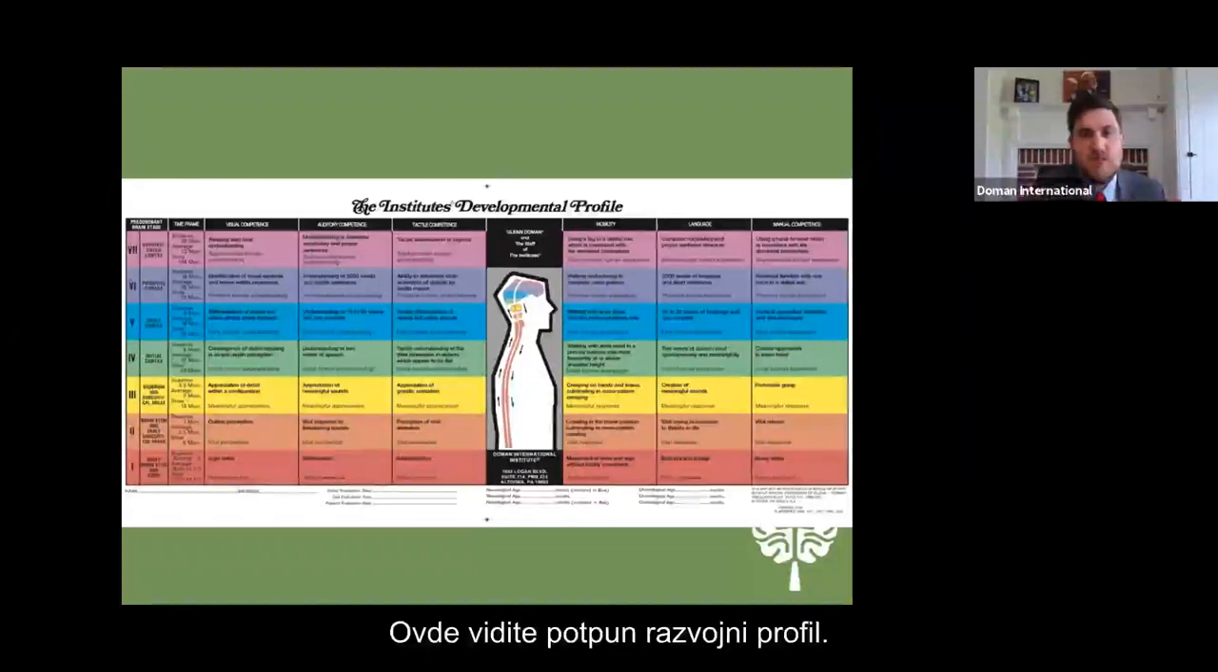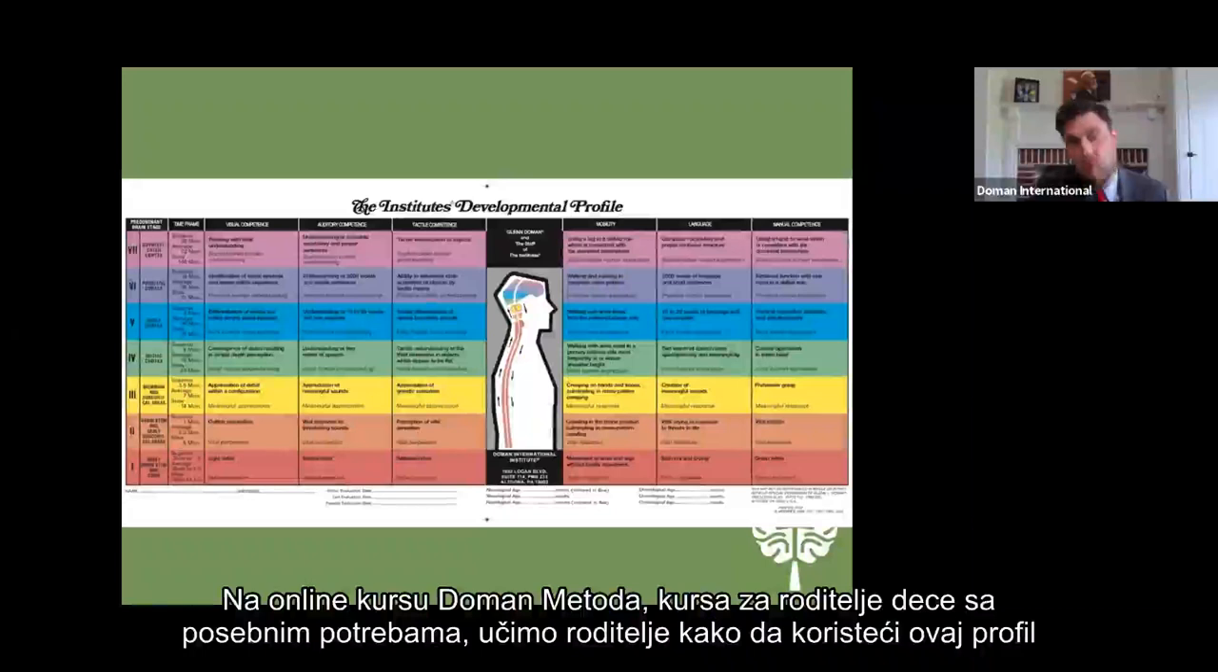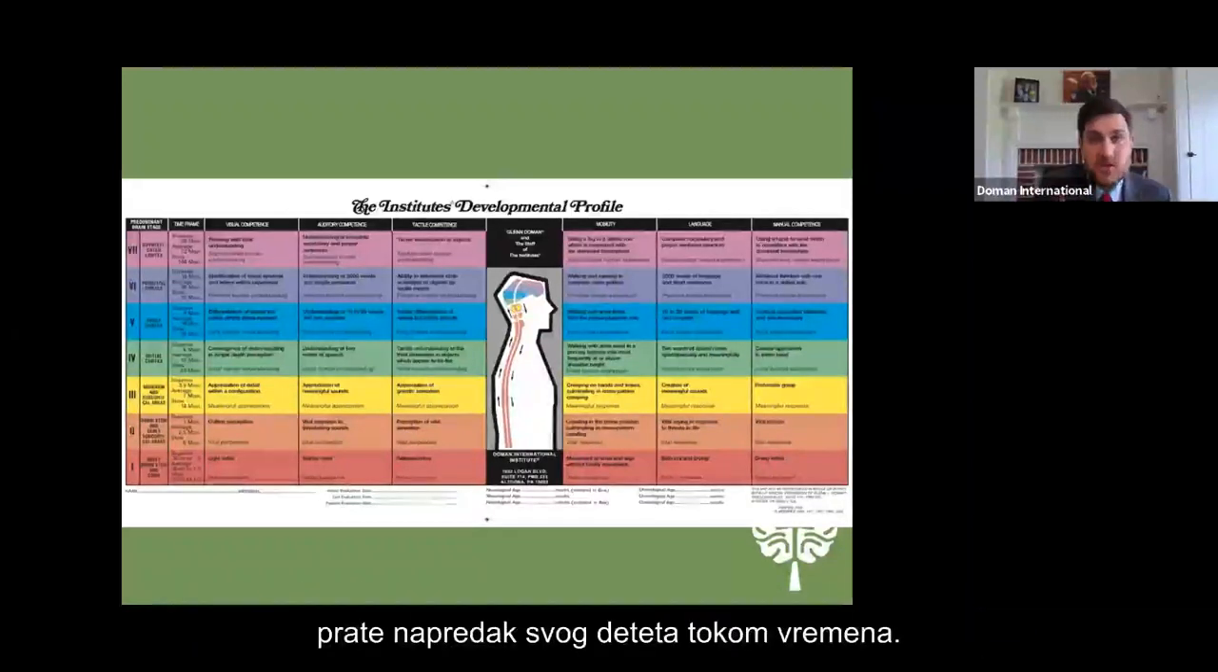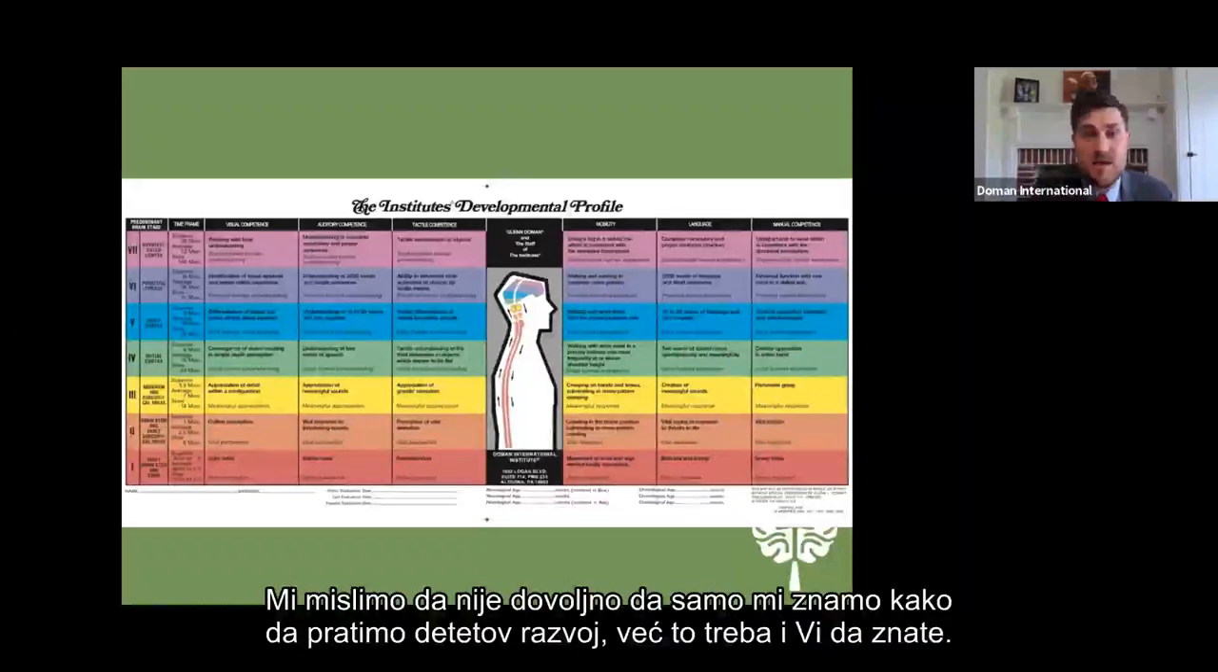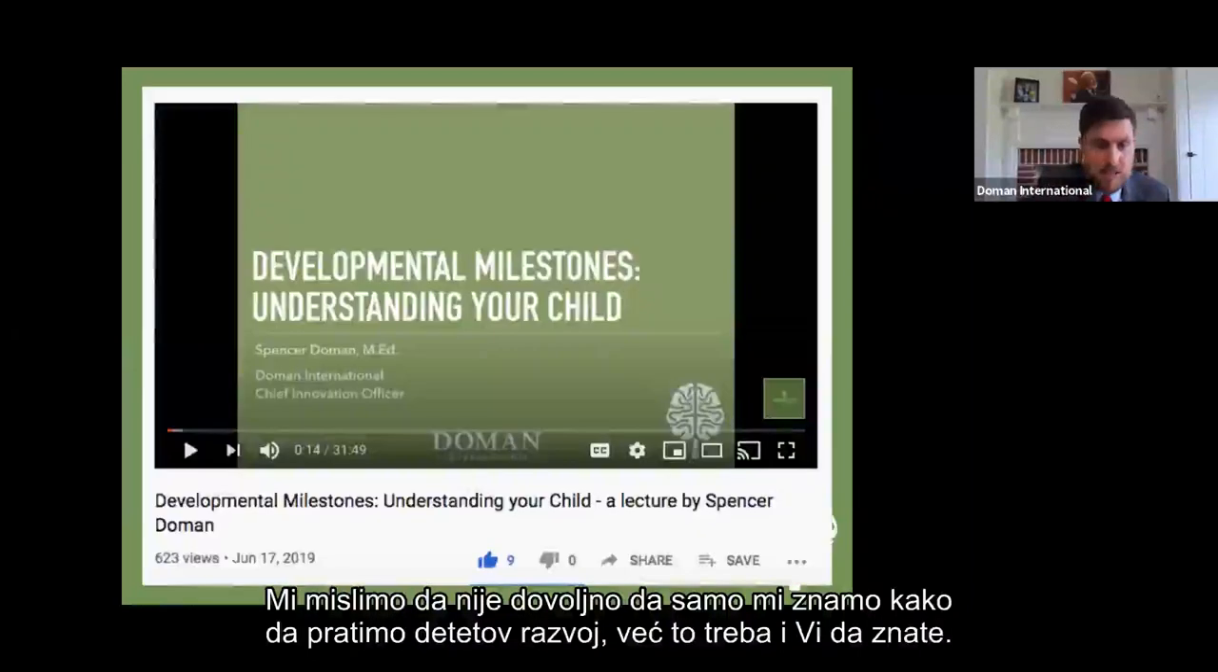Here you can see the full developmental profile. And in the online Doman Method course, which is our online course for parents of children with special needs, we teach parents how to utilize this profile to track their child's development over time. But we feel that it's not just enough for us to know how to track your child's development. You should also know how to do it.